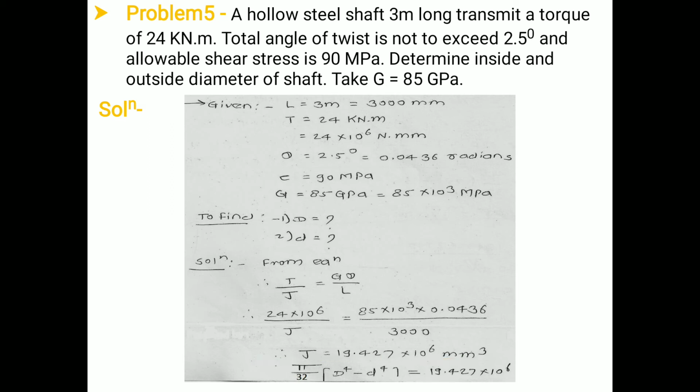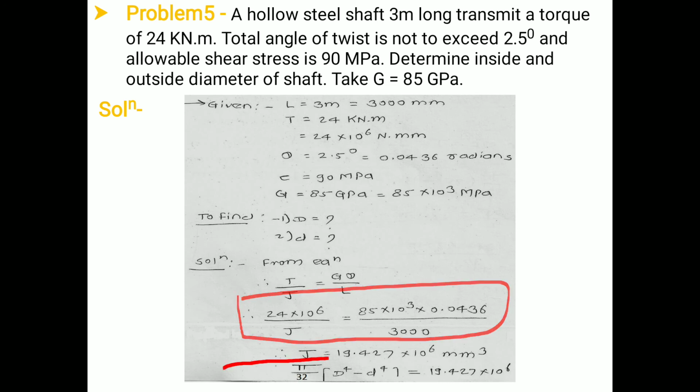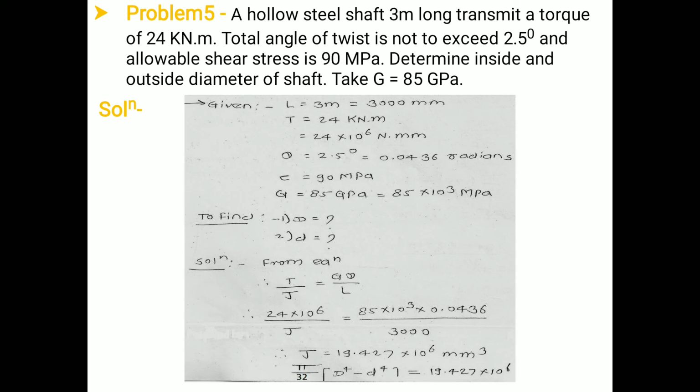So from this equation the value of J is 19.427 into 10 raised to 6 mm to the fourth. This is the value of J which we have found out by using the torsional formula.